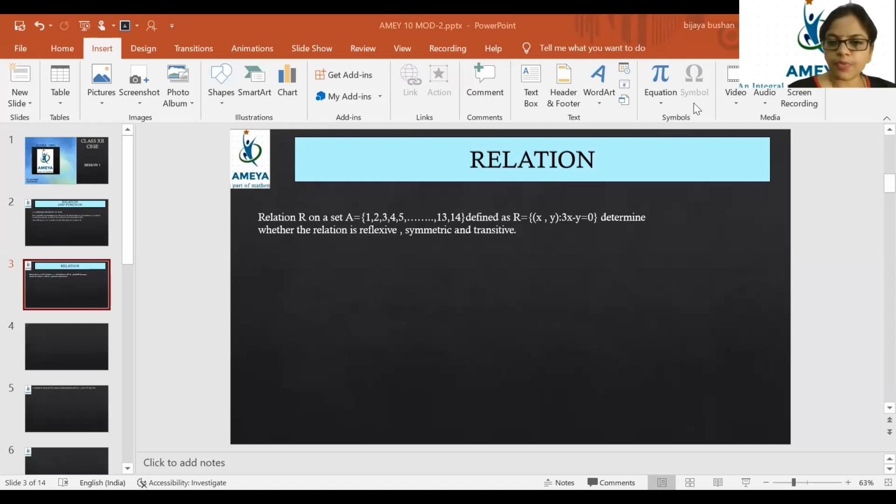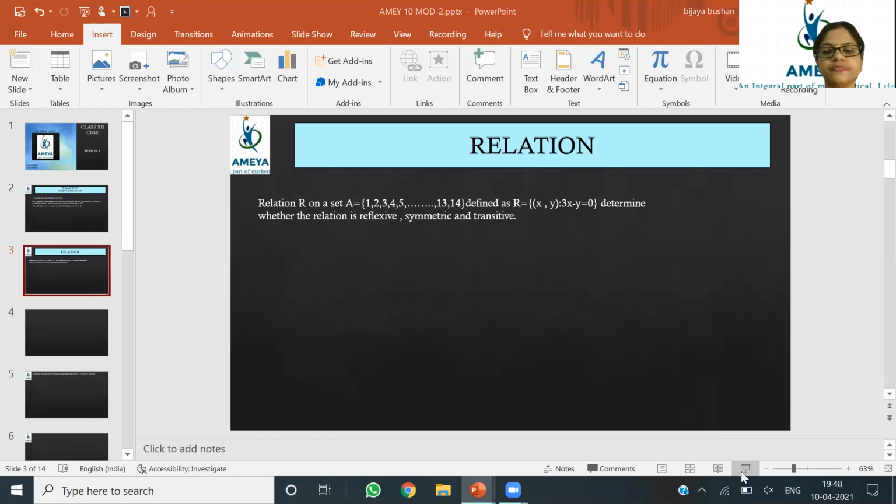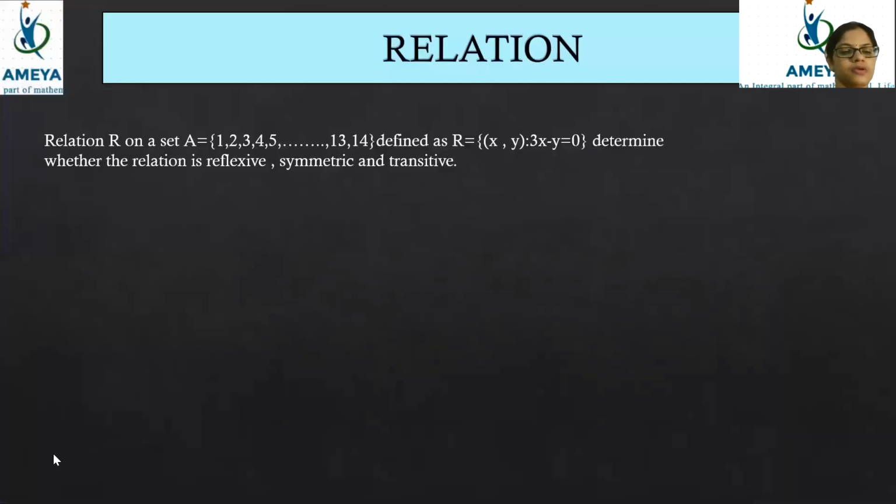There are some very important questions. It is given in the NCERT book and it is very important for children. So without wasting time, let's start the question. First question is: relation R on set A.